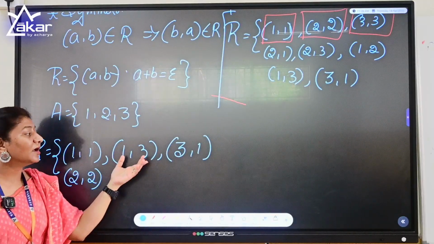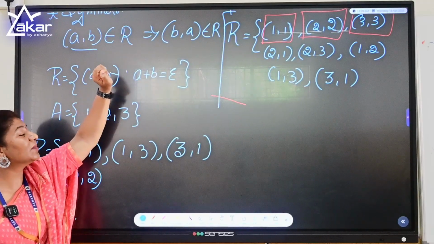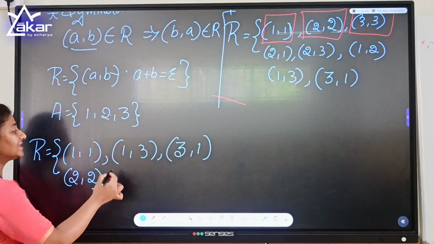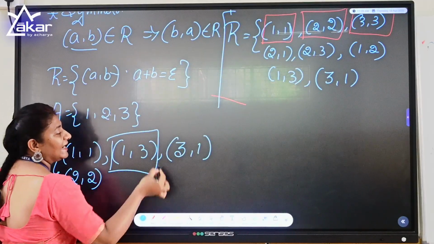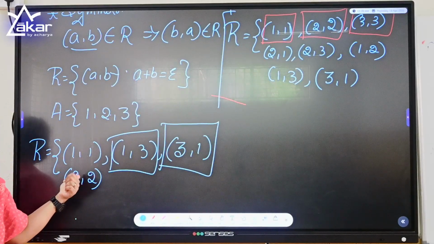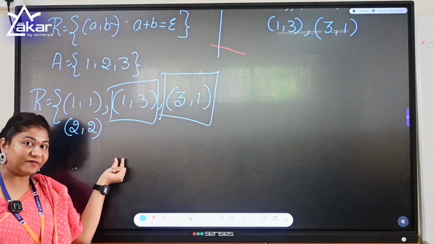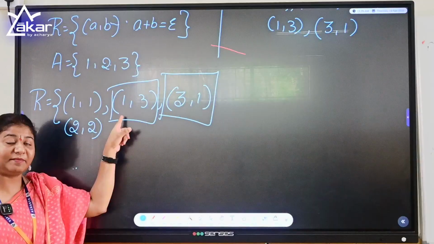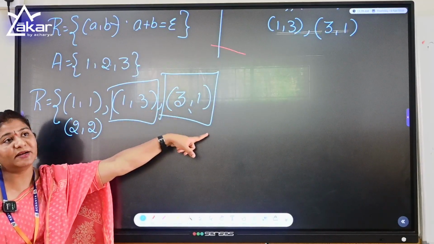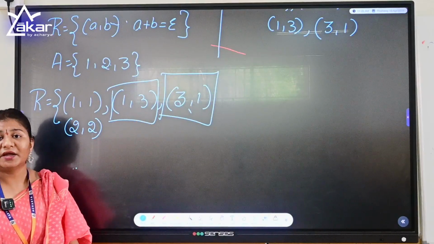Let us check it for the symmetric condition. So what does the symmetric condition say? A comma B belongs to R means B comma A also belongs to R. Obviously 1 comma 3 is present and 3 comma 1 is also present. Hence it is a symmetric relation. It means that for every ordered pair, the second element should be present as a first element. So this defines a symmetric relation.